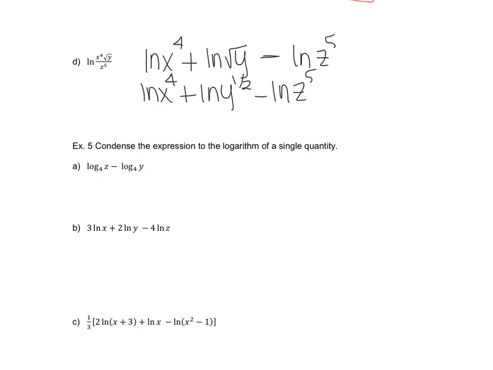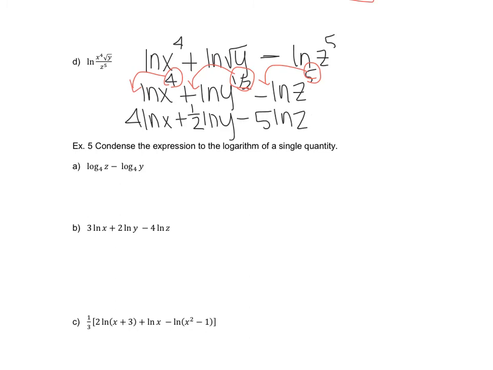Now, the last step, of course, is going to be taking my exponents on all of these and dropping them down to the front. And that's exactly what I'm going to do. So my final answer is going to say 4 ln x plus 1/2 ln y minus 5 ln z. And there you have an expanded form.